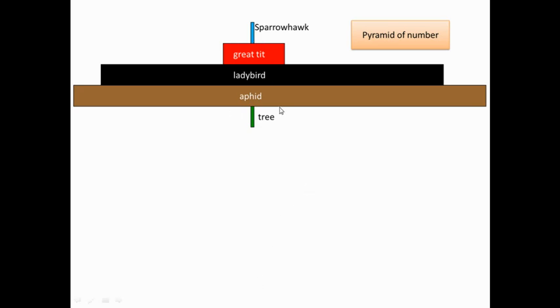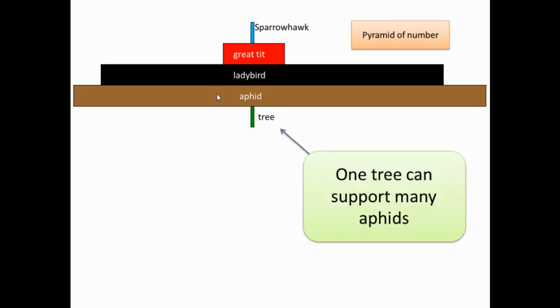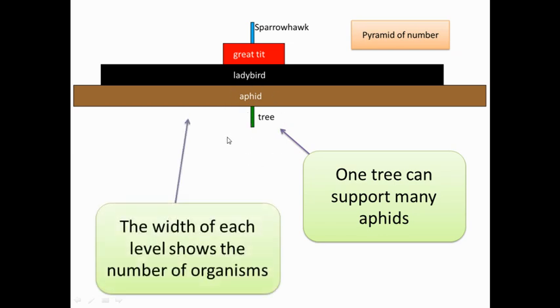It can look like a regular pyramid as well, but it can look like this because it's based on the number of individuals in that food chain. So one tree can support many aphids, which is why it has this shape. And the width of each level shows the number of organisms.